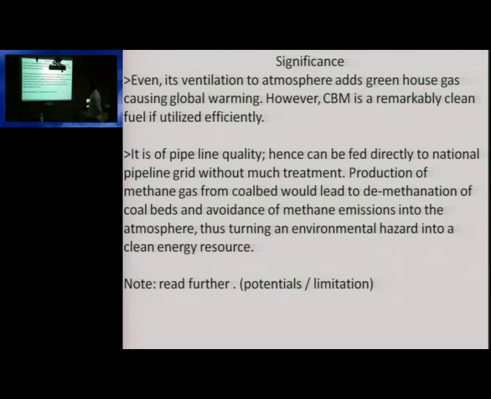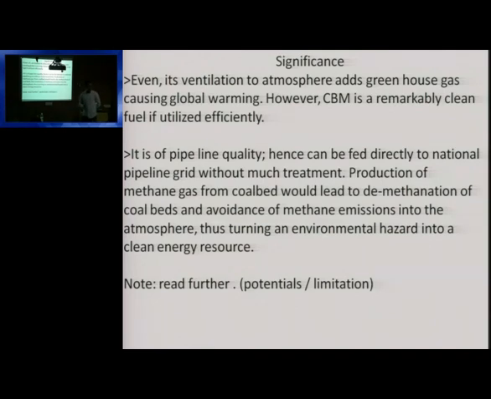The other advantage is, it is pipeline quality, hence can be fed directly to the national pipeline grid without much treatment. Production of methane gas from coal bed would lead to demethanation of coal bed and avoidance of methane emission into the atmosphere, thus turning an environmental hazard into a clean energy resource.